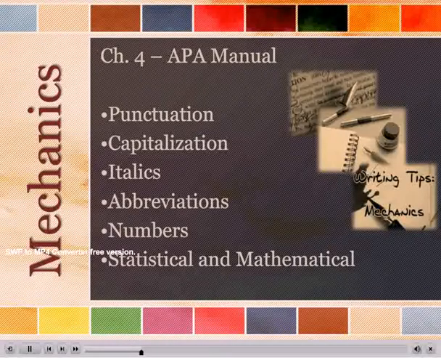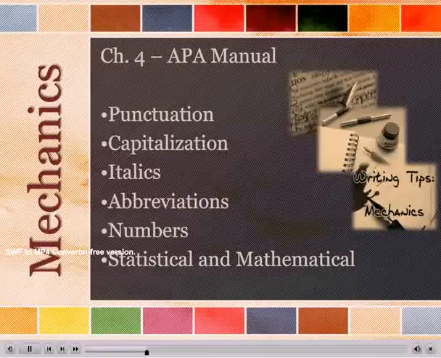Chapter 4 also covers ways to note numbers expressed as numerals or as words, decimal fractions, and plurals of numbers, as well as statistical and mathematical copy, such as effective presentation, when to provide formulas, statistical symbols, and the spacing and alignment of those symbols, and when and how to display equations.